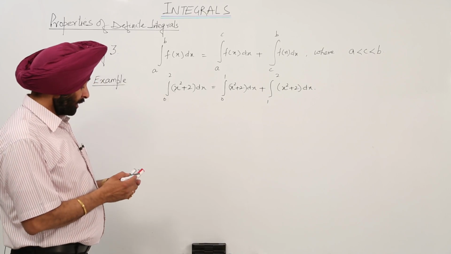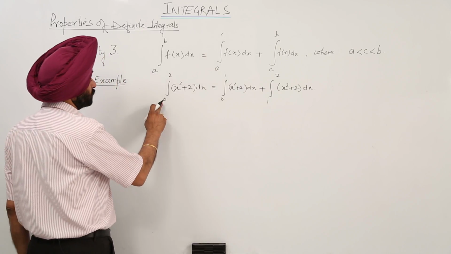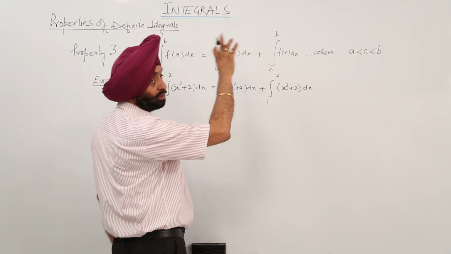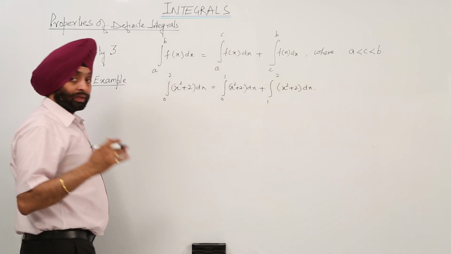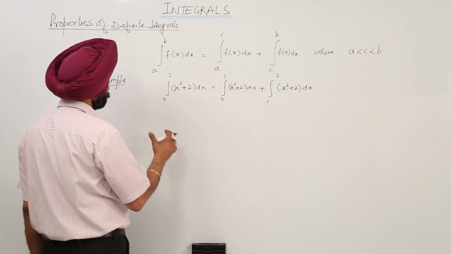Example for the next property. Now this is a type of question, and it is 0 to 2, and I have taken 1 because 1 lies in between 0 and 2. Not exactly in between, it can be anywhere. Okay, so now let's check it.